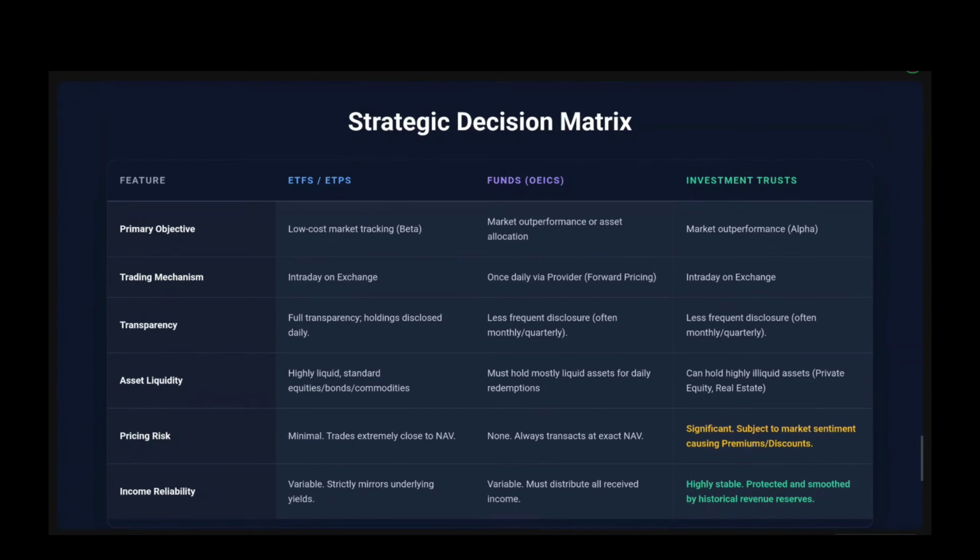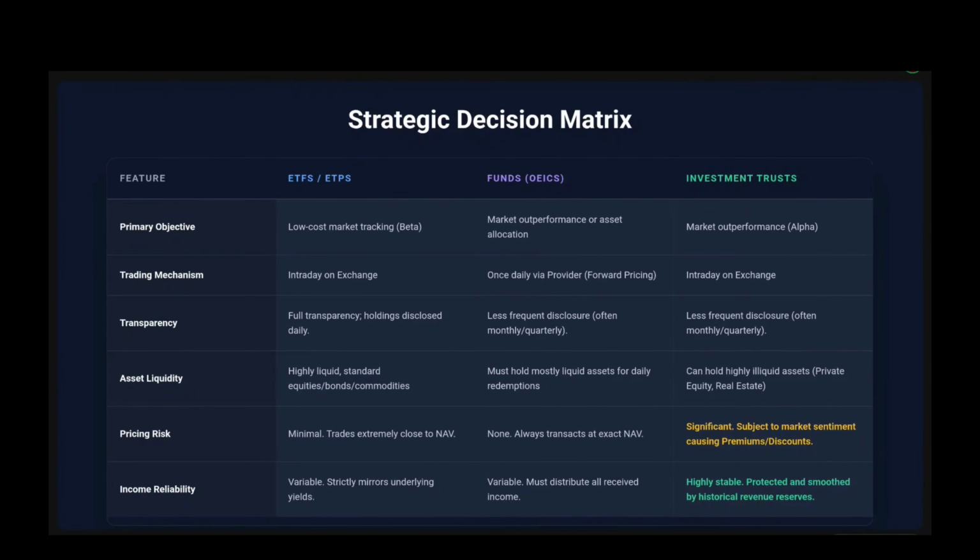Okay, I kind of want to try and put this into a matrix as best I can for each of these three, and we'll start off with the primary objective. For ETFs and ETPs, it's low-cost market tracking beta. For funds, it's market outperformance or asset allocation. And for trusts, it's market outperformance alpha. In terms of the trading mechanisms, for ETFs it's intraday on exchange. For funds, it's once daily via provider, forward pricing. And trusts, it's intraday on exchange as well.